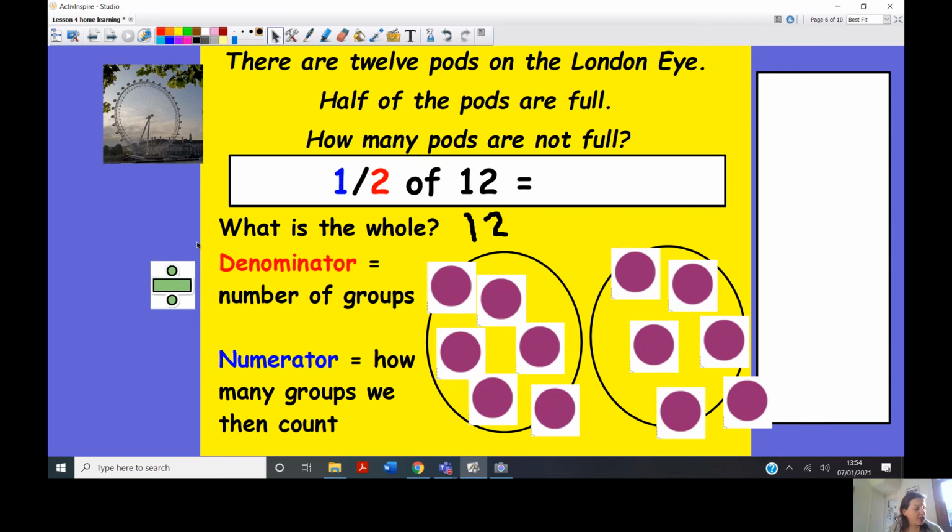Now I am going to identify how many groups I need to count, which is 1. So I just need to count the number in one group. 1, 2, 3, 4, 5, 6. So the answer to 1/2 of 12 is equal to 6. I know that's something that probably a lot of you find quite simple, but it's good that we break it down so you can see why that is the answer.